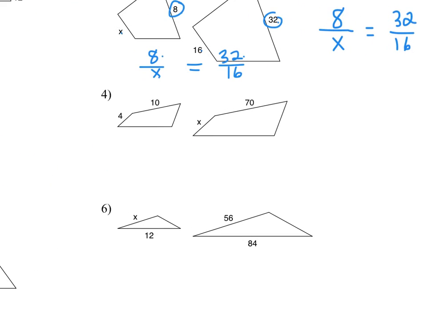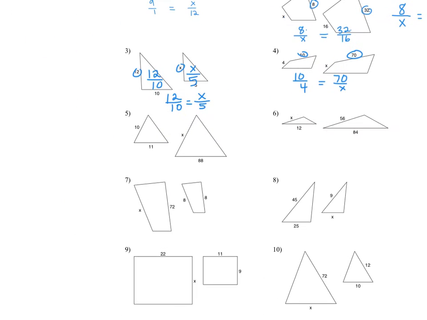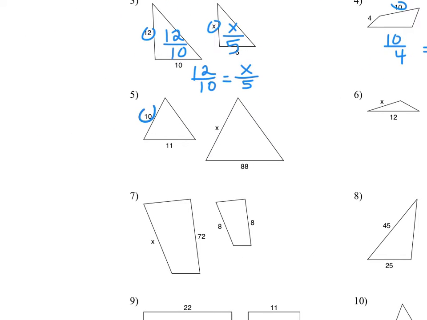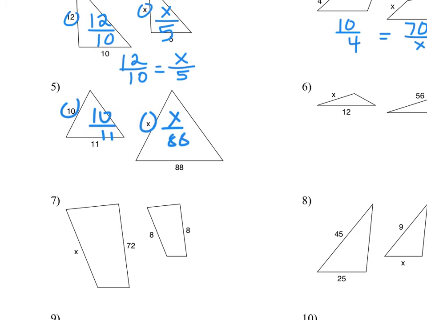Here we go. I'm going to start with this one, 10 over 4, and then 70 over x. There's my proportion. I'm going to start with this one here, 10 over 11, and x over 88. They have to match up, so this proportion is going to be 10 over 11 equals x over 88.